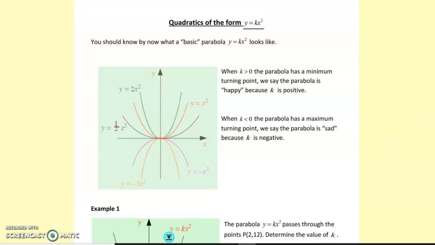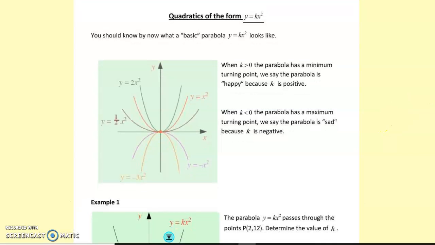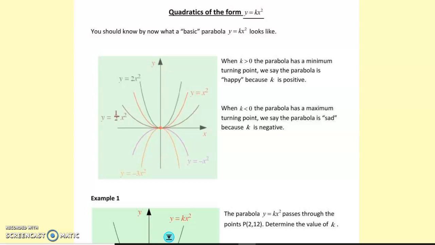Okay, we're going to have a wee look at quadratic graphs. So we've got some quadratic graphs here. These are our parabolas. We've had a wee look at what these look like before. We're going to study them more in depth now.